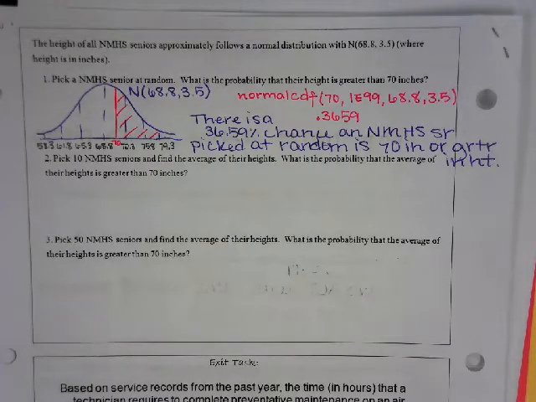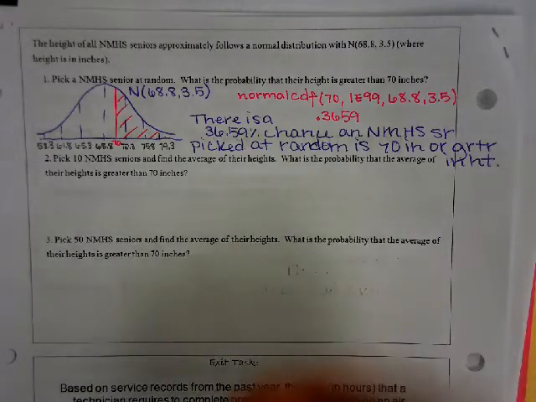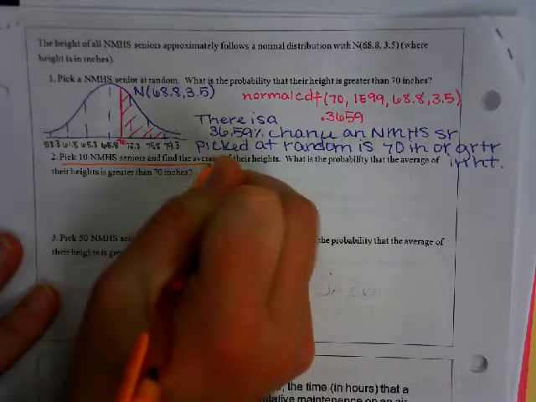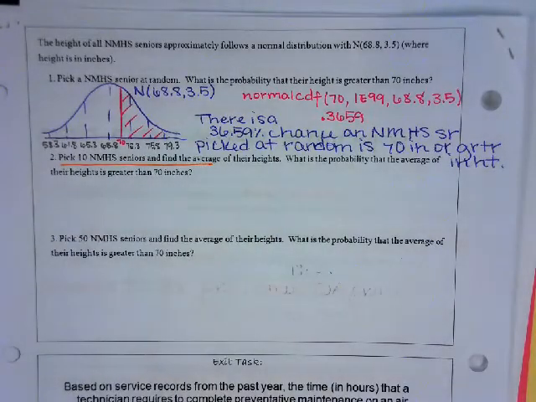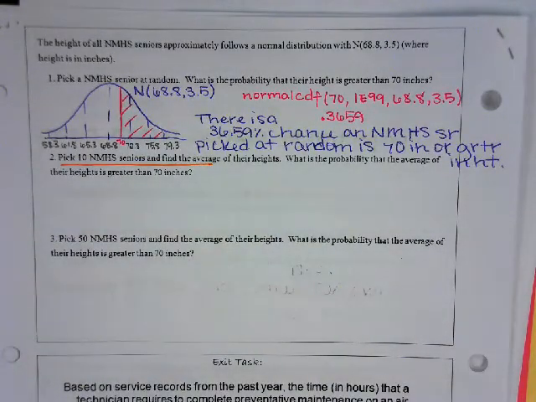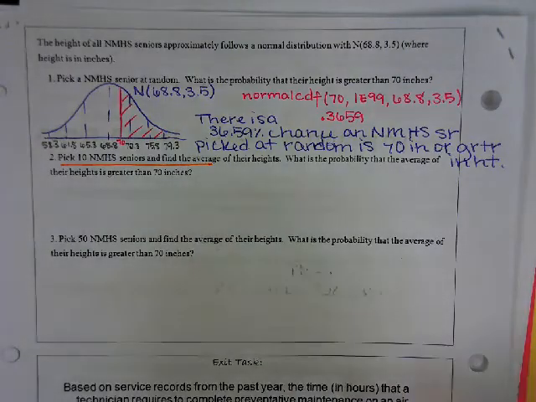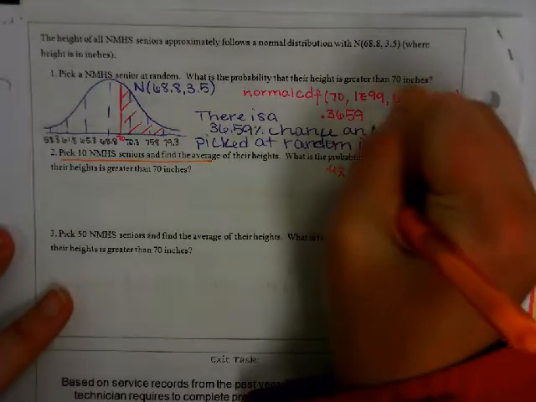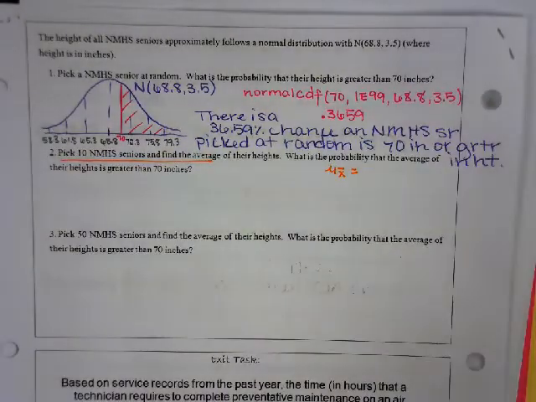So this is where our new formulas come into play. The mean of X bar is just the original mean parameter, which up here was 68.8. So that's not going to change.